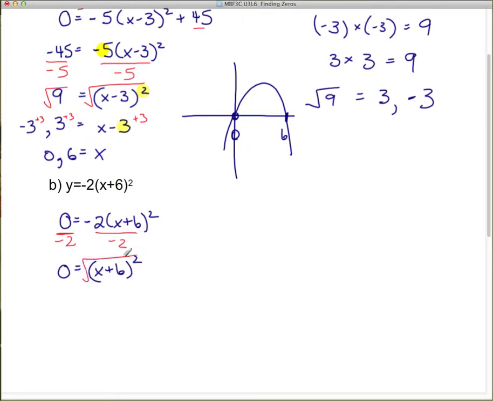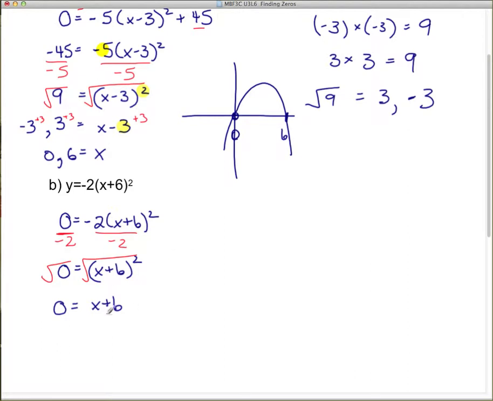Now the next step is to take the square root of both sides, but the square root of 0 is actually just 0. 0 times 0 is 0. And talking about positive and negative 0 makes no sense at all. 0 is just itself. So this side is just x plus 6. I just take that squared off of there.